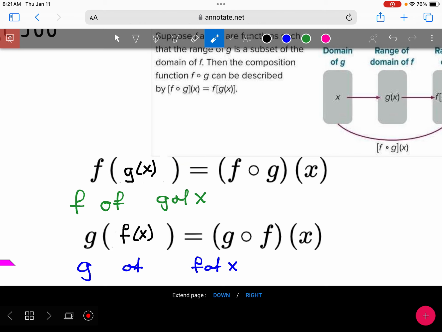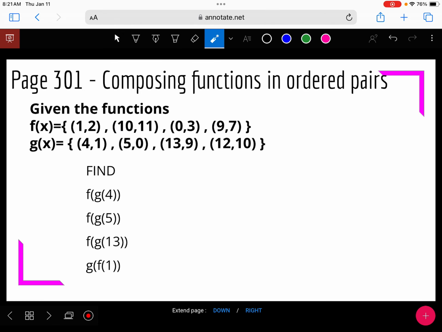So, are you ready? I've got 2 function rules here, and they're just lists of points. They're not equations. I've just got f of x is 1, 2, 10, 11, 0, 3, and 9, 7. It's just straight up a list of points. Same thing with g of x. And what we're asked to find here is f of g of 4.